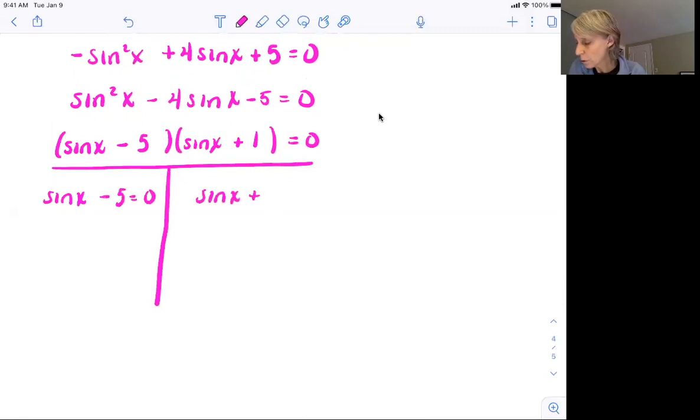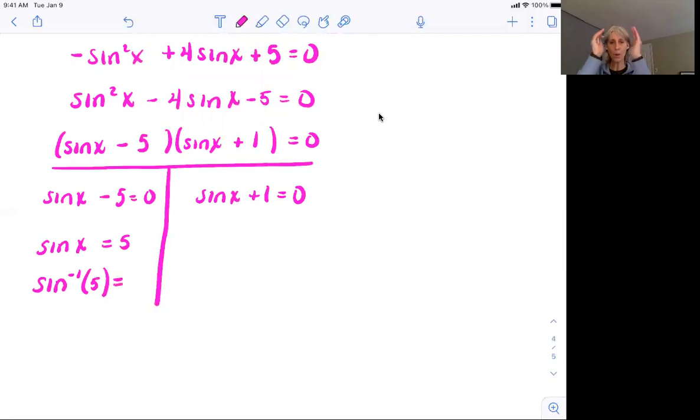Sine x plus 1 equals 0. Sine x equals 5. Well, remember, this is the angle whose sine is 5. What do we know about that number if it's bigger than 1? No solution. If you don't trust yourself, sure, go ahead, plug it in the calculator, but it's not going to be a solution.